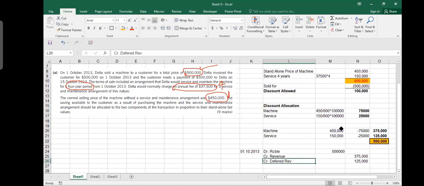Then IFRS uses many open terms. For example, if you ask me when should I discount? Let's suppose the customer pays after 1 year and I have to discount. What if the customer pays after 11 months? It's not 1 year, but it is almost 1 year. At 1 year, I should be discounting. But at 11 months, should I discount or not?